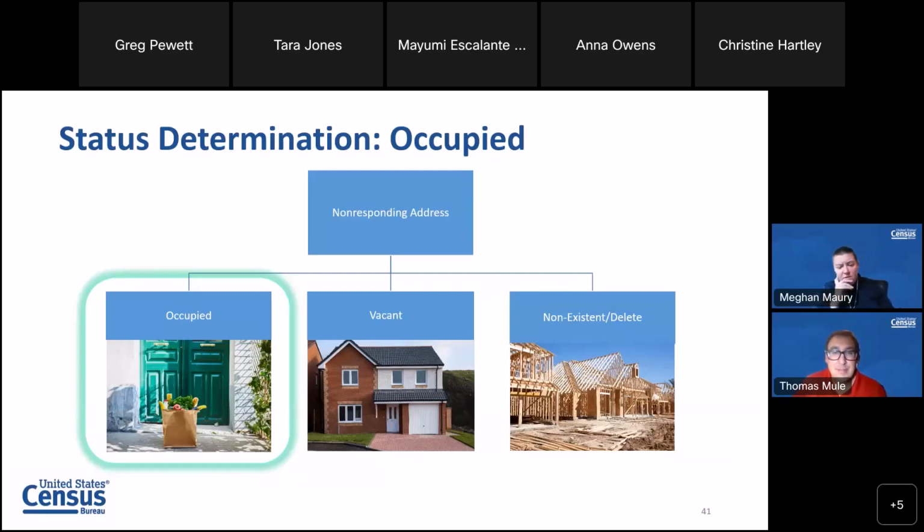Yeah, that's so interesting. I can't wait to read more about that.